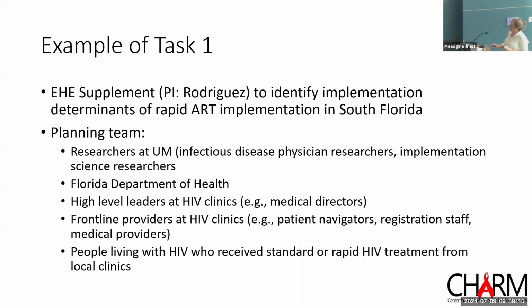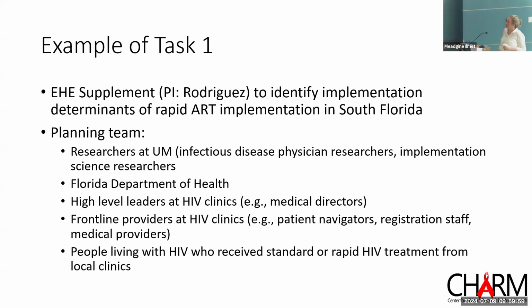So I'm going to give an example now of how I've done this. This was an Ending the HIV Epidemic supplement with Alan Rodriguez, who is the PI. What we were trying to do in this project was identify determinants of rapid ART implementation in South Florida. On our planning team, we had researchers, including infectious disease physician researchers and implementation science researchers, the Florida Department of Health as almost an external policy leader, high-level leaders at HIV clinics, frontline providers at HIV clinics, and also people living with HIV who received standard or rapid HIV treatment from local clinics.